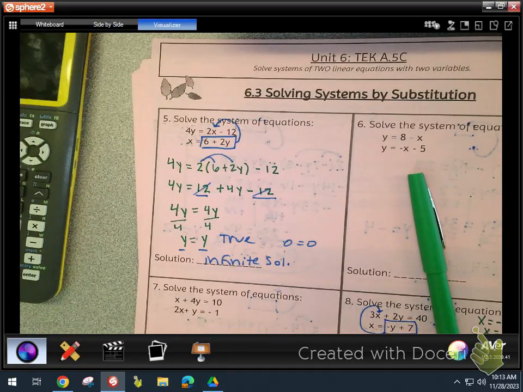I got a question. Would it still be infinite if one of the 4's was negative? No, I don't think so. They have to be exactly the same.